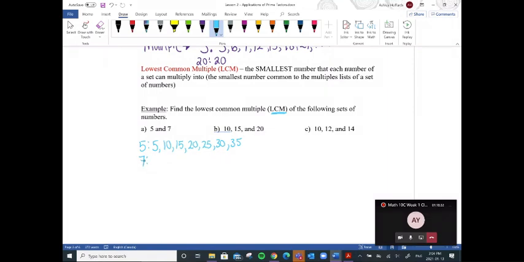So let's jump down to 7. 7 times 1 is 7. 7 times 2 is 14. 7 times 3 is 21. 7 times 4 is 28. 7 times 5 is 35. So if I look through my list, there's nothing before 35 that exists in both. So the smallest number in the multiples lists of 5 and 7 that exists in both is 35.